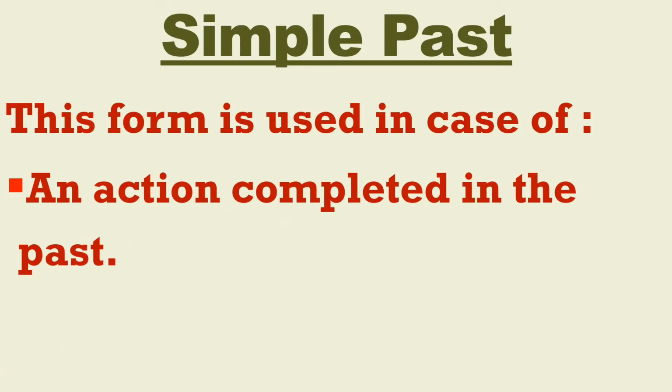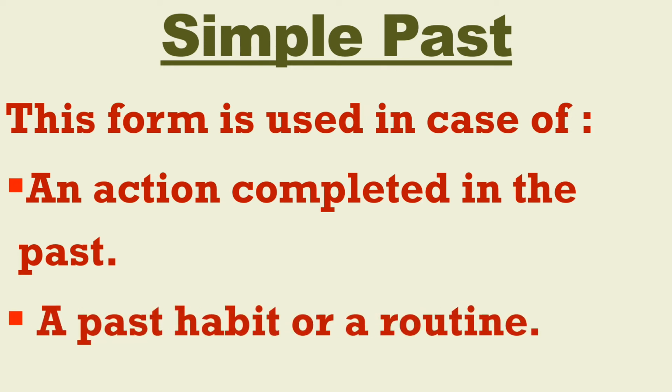Simple past, this form is used to refer to an action completed in the past. He left for Delhi yesterday. In this example, the action has been completed in the past. It is also used for a past habit or a routine. For example, my grandfather liked a cup of hot milk at bedtime. So, this is the habit, and I am talking about my grandfather's past habit. Or if I say he often skipped dinner but never his milk. So, in these cases, we can use simple past tense.